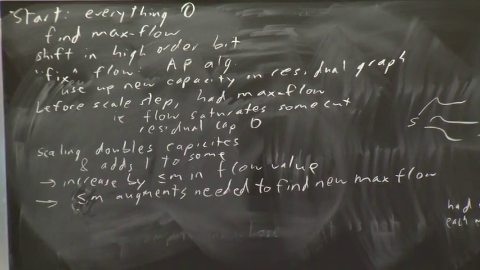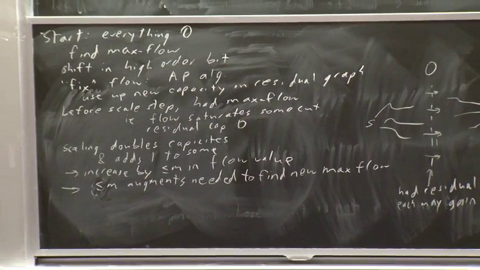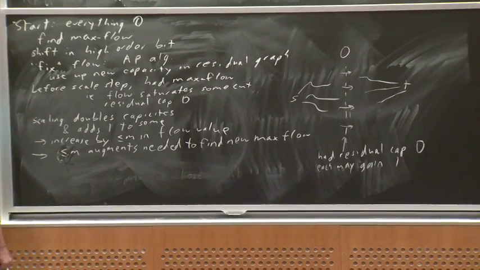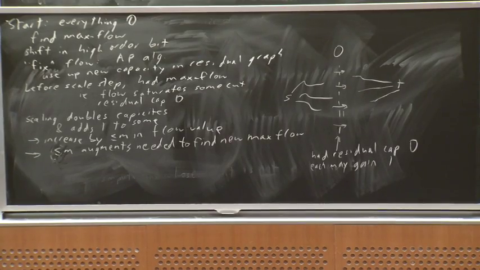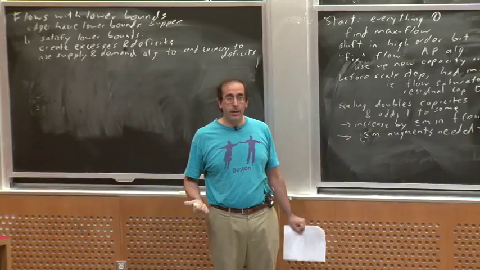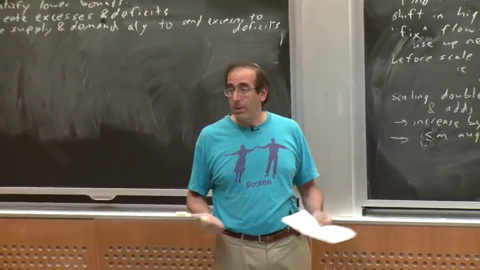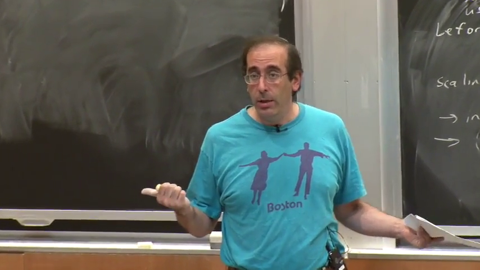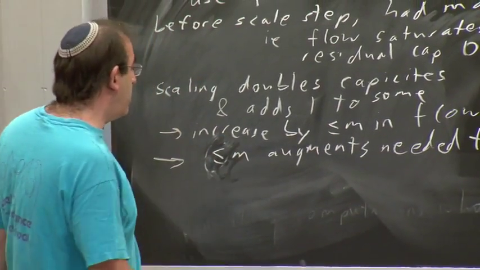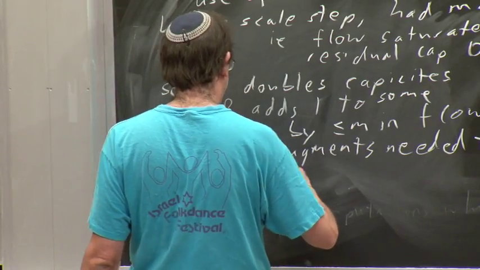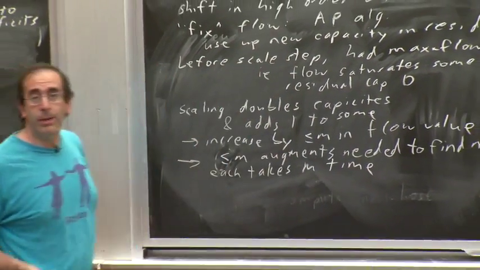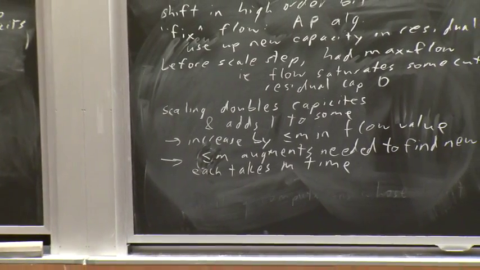So a single scaling step involves just m augmenting path computations. Each of those augmenting path computations is in a graph where we're not looking for a maximum augmenting path, right? We don't need a Dijkstra algorithm, data structures, anything like that. We're just looking for any old augmenting path, because every augmenting path will have value 1. And that's all we rely on. So we find these m augmenting paths. Each takes m time. And that completes a single scaling phase.